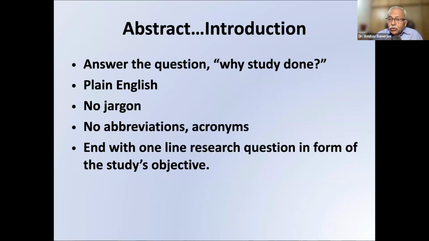We have told you the parts of the abstract. Now, one by one, the introduction in the abstract should answer the research question, why the study was done. It should be in plain English, simple. No jargon, no abbreviations are used in the abstract. End with a one-line research question informing the study's objective. These are the two, three, four lines you have to write in the abstract.